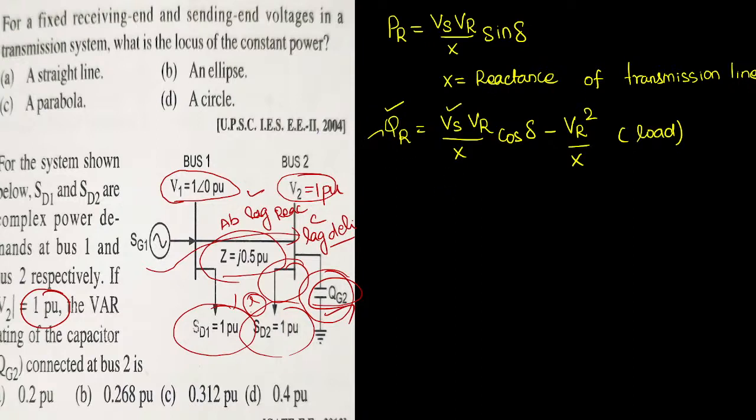Sending end voltage is needed, and they have given it as 1 per unit. Receiving end voltage is needed, given as 1 per unit. Reactance X is needed, and it is given. Sorry, for the reactance only X is given as j0.5, that is magnitude equal to 0.5. They have given that too. Next, delta, that is the phase angle difference, delta 1 minus delta 2.